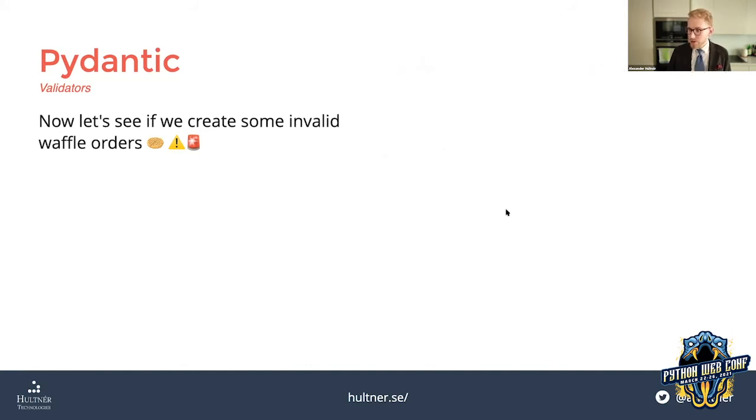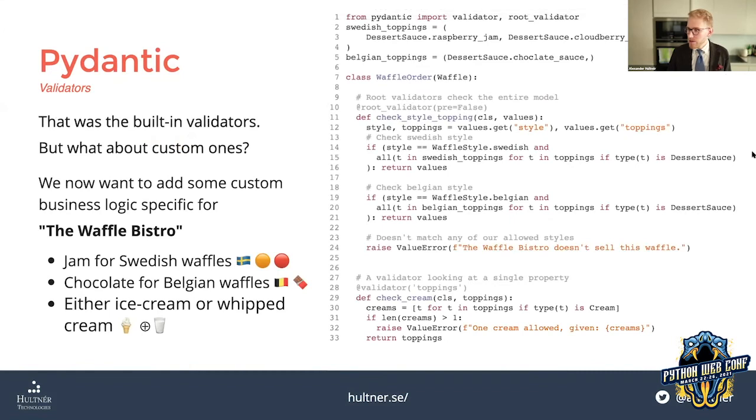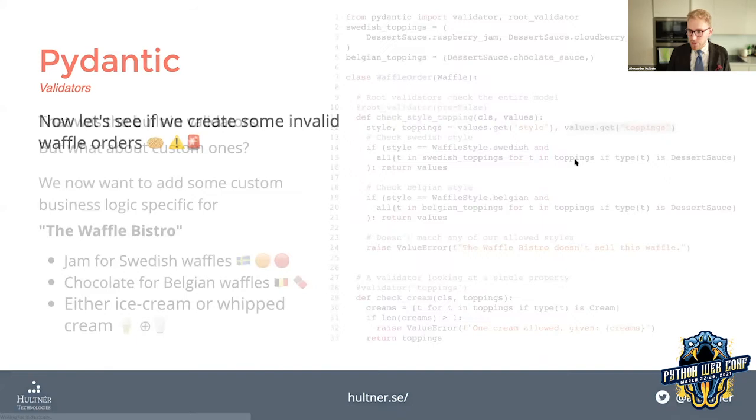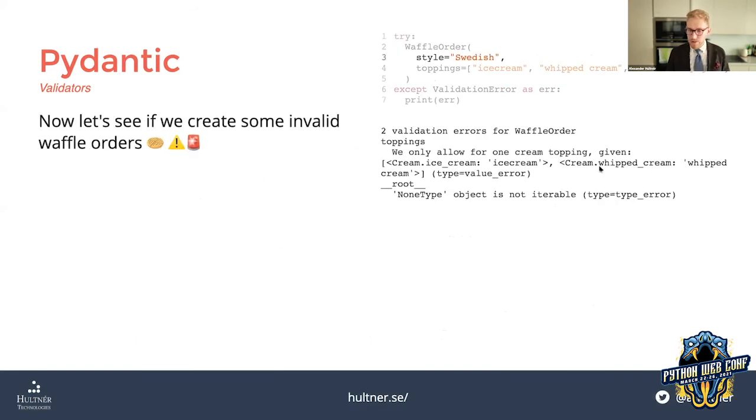It's basically because when it's trying to get the toppings here, it gets None. And of course, you could have some checks around that to get nicer errors, but for this example, I think this is good enough.